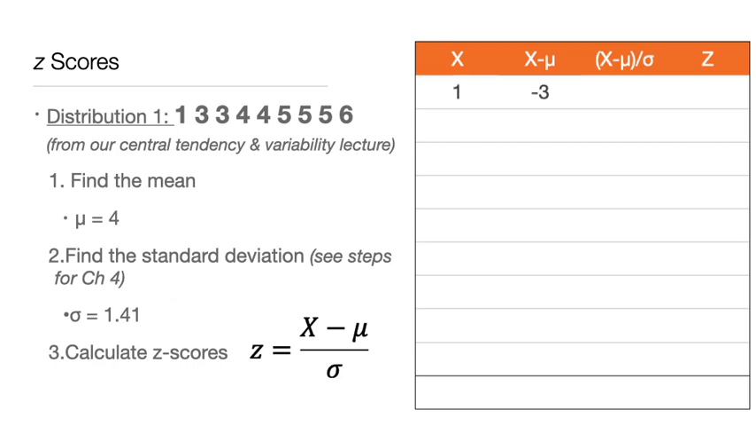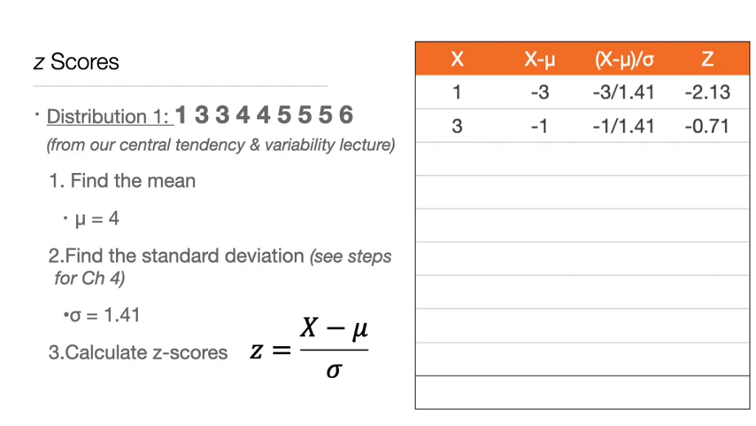So here are our original values: 1, 3, 3, 4, 4, 5, 5, 5, and 6. For that raw score of 1, we would subtract the mean of 4. That gives us a -3. We would then divide that by our standard deviation of 1.41, and we get a z-score of -2.13. We'll do the same thing for our value of 3. 3 minus our mean of 4 gives us -1. We'll divide that by our standard deviation, and we get a z-score of -0.71.